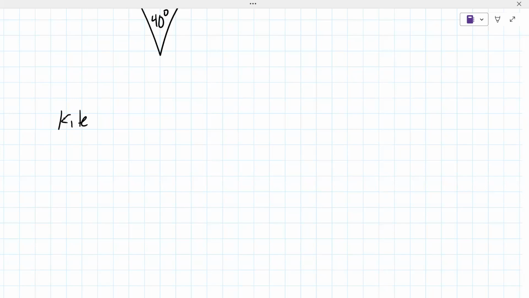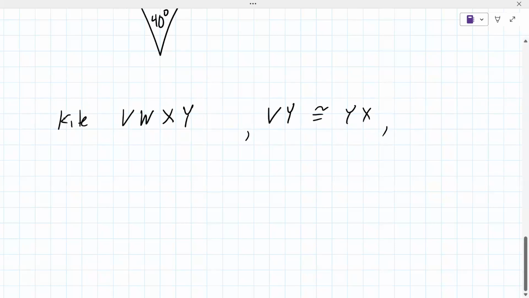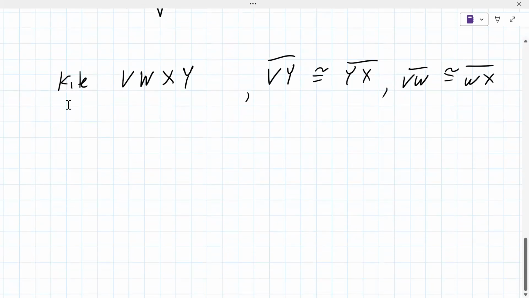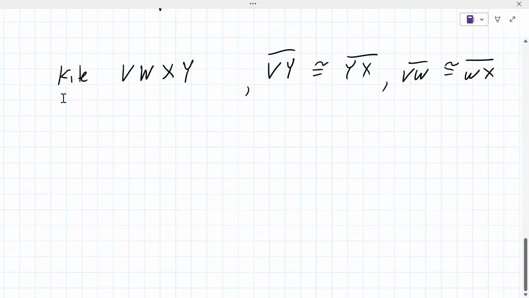Okay, so VWXY, and I'll tell you that VY is congruent to YX, and VW is congruent to WX. So go ahead and try drawing that on your paper.